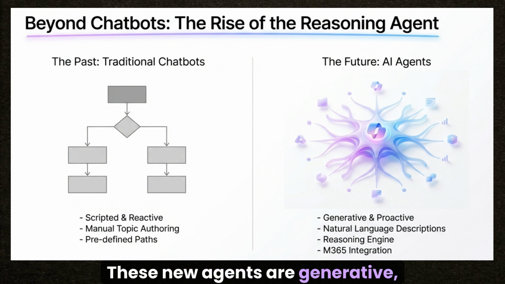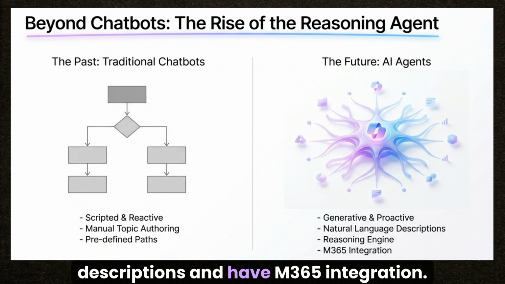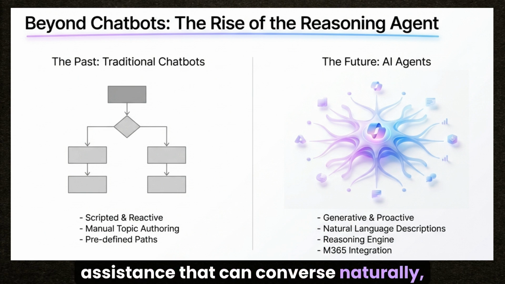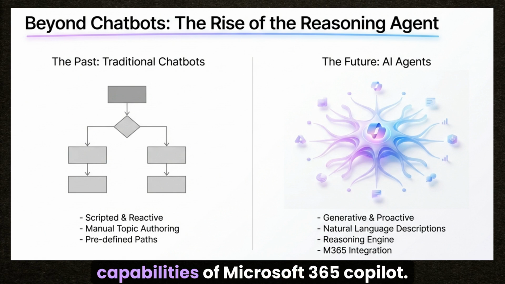These new agents are generative, proactive, use natural language descriptions, and have M365 integration. It enables both technical and non-technical users to create intelligent assistants that can converse naturally, automate workflows, integrate with enterprise systems, and extend the capabilities of Microsoft 365 Copilot.